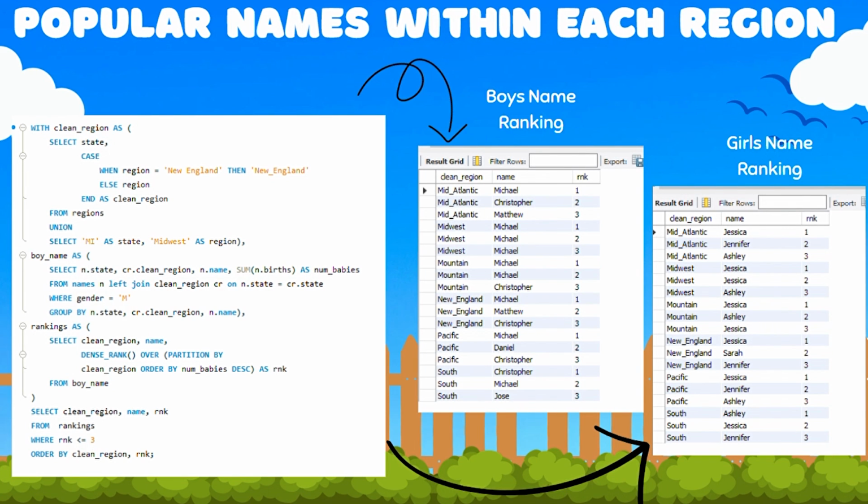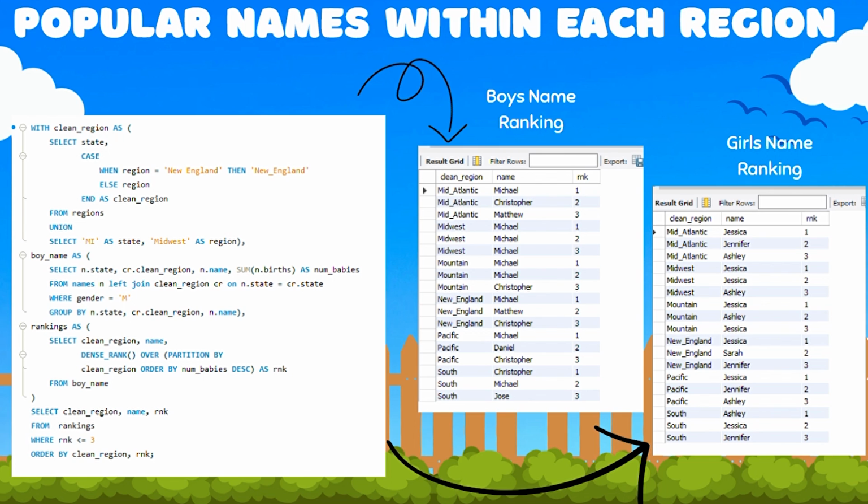To find the popular name within each region, I again cleaned my regional data, and then I separated the analysis for boys and girls due to the dataset size limits and used the DENSE_RANK function to rank the names within each region by total births. So basically I showed one query, but if we just change the gender from male to female, we get the same result, which I showed on the right side.